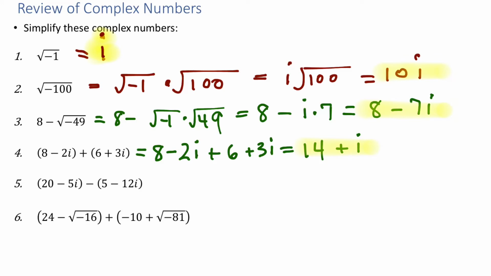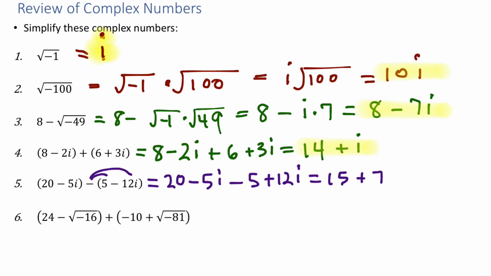Looking at number 5, I have a minus sign in between, so I am going to have to distribute the minus this time to both items in the second set of parentheses. I can take off the parentheses in the first one. They're not doing anything. And then distributing the minus, I have -5 plus 12i. Now I'm going to combine the real parts, so that's 20 minus 5. And I'm going to combine the imaginary parts, -5 plus 12. So now I've got a complex number in the form a plus bi.